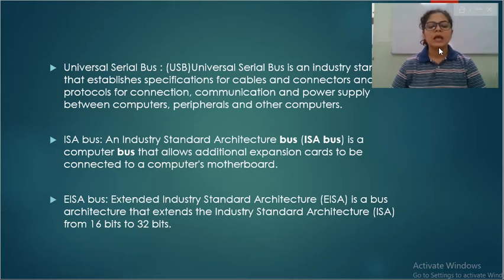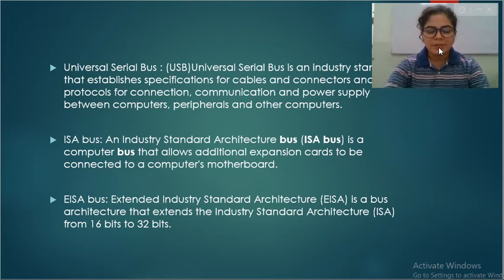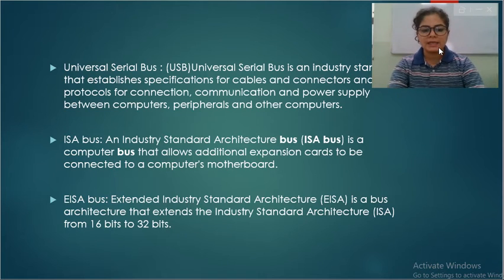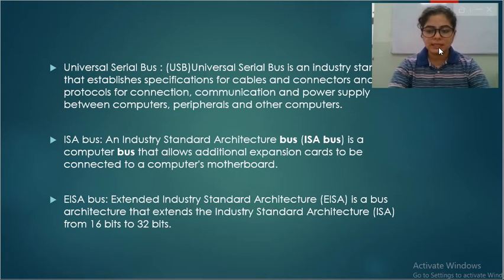Next category is the EISA bus, Extended Industry Standard Architecture. So this is a type of bus. This is a bus architecture which extends the industry standard architecture, which extends the ISA. So you can say this is the extension of the ISA bus because it has more capacity and capability as compared to the ISA bus. So EISA is just an extended version of ISA, and it supports 16 bits to 32 bits.